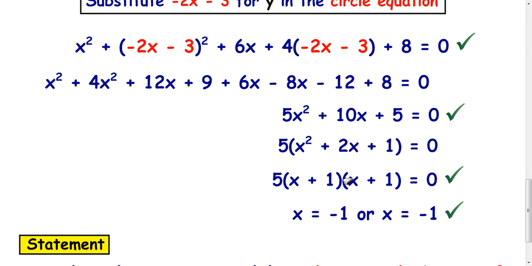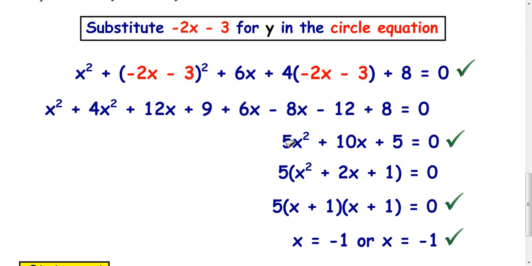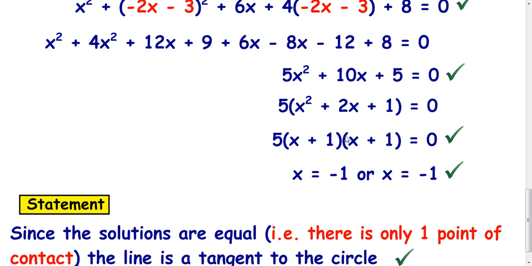Now, there's an alternative way to do this. At this point, you could use a discriminant. a is 5, and b is 10, and c is 5. And if you prove that b squared minus 4ac comes to 0, that means there's only one point of contact. There's only one root, and you can write a statement to do that. That would be absolutely fine, and you get full marks for that.